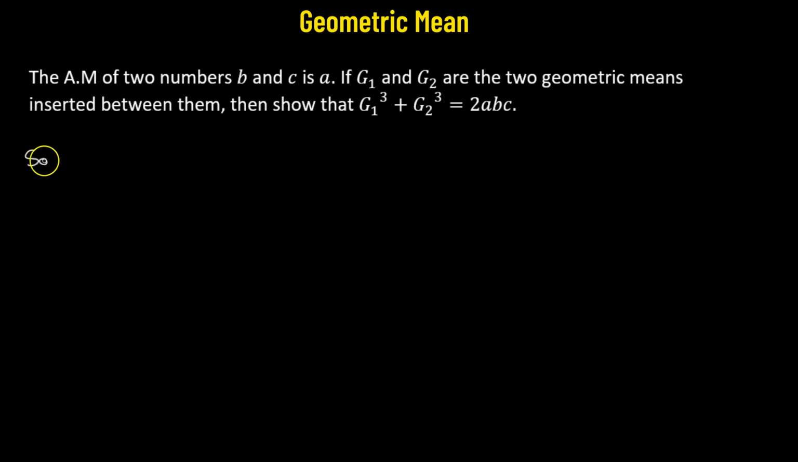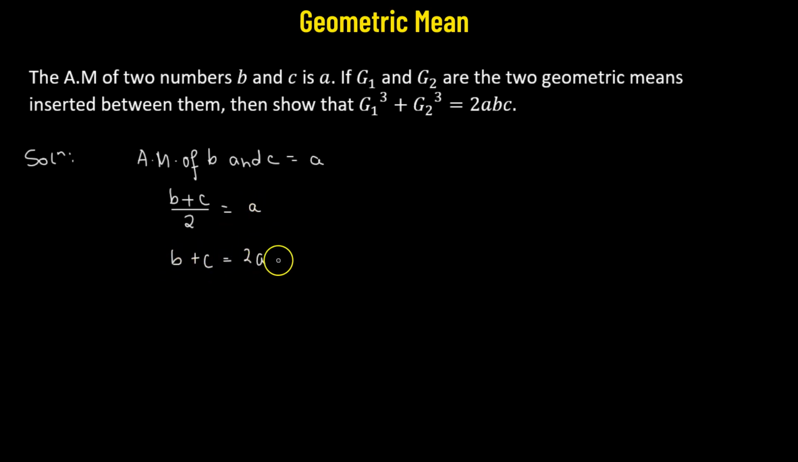So let's begin. Let's write down whatever is provided to us: the arithmetic mean of b and c equals a. The arithmetic mean of b and c is also defined as b plus c divided by 2. So that will be equal to a, or we can say b plus c equals 2 times a. Let this be equation number 1.